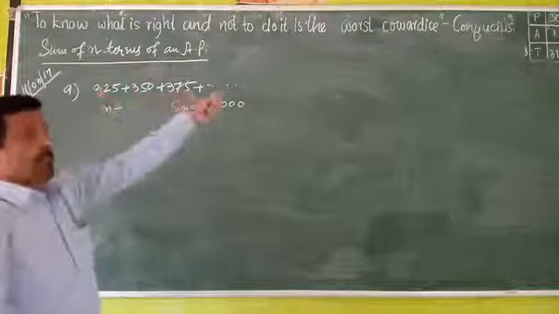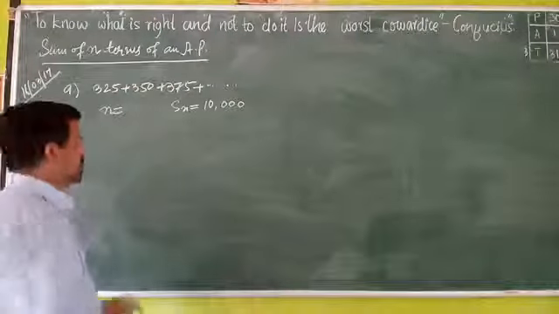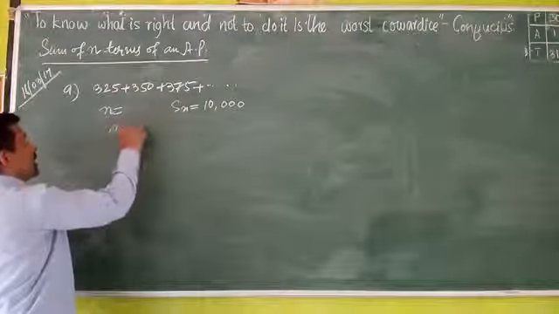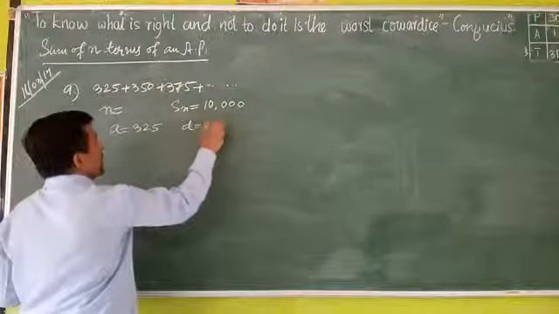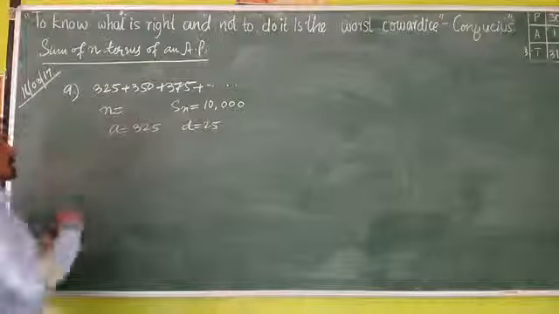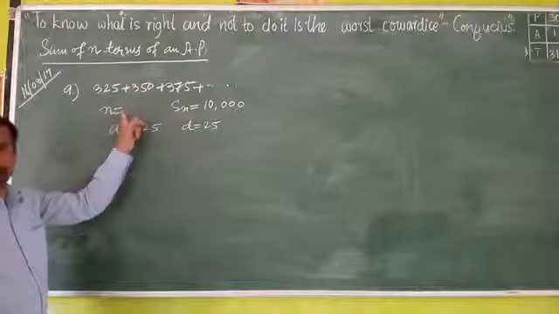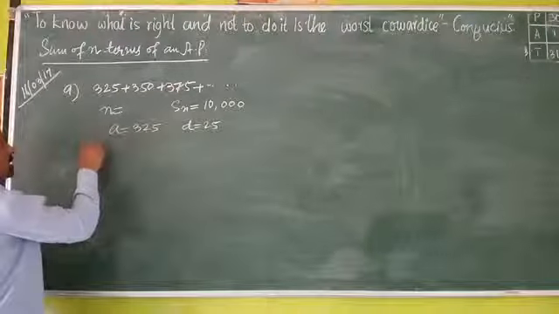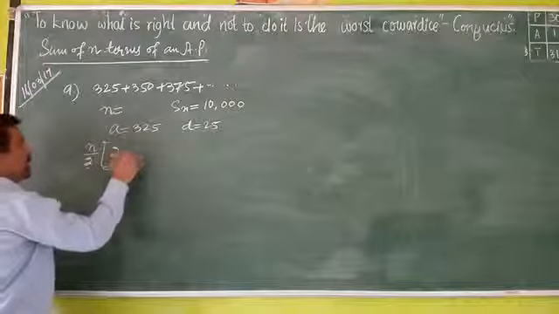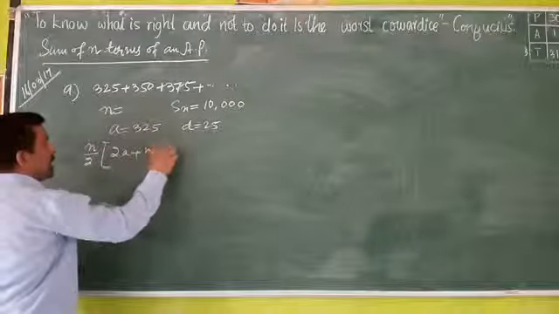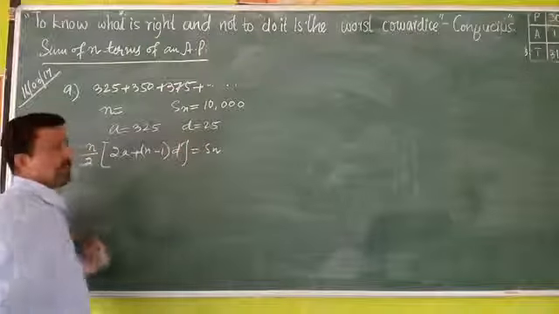So, from the given series, we can have the first term and the common difference. The first term is 325 and the common difference is 25. So, we are now going to use the sum of n terms of AP and then calculate the number of terms. Is it okay? The formula is n divided by 2 into 2a plus n minus 1 into d is equal to sum of n terms.